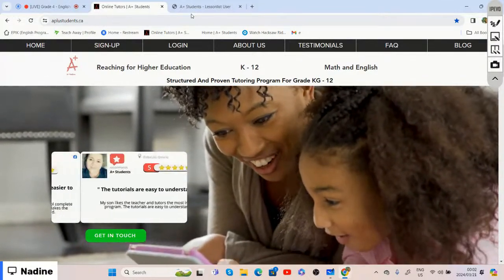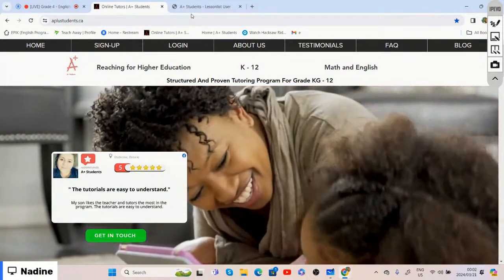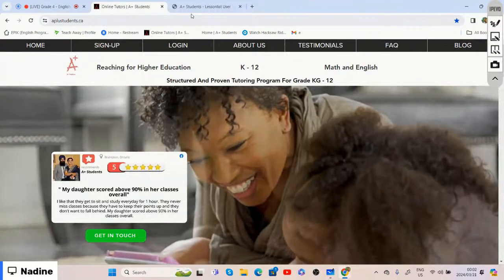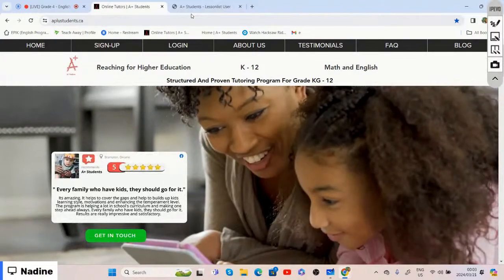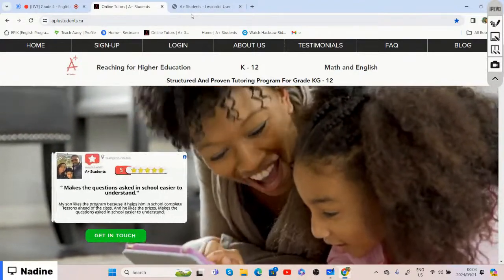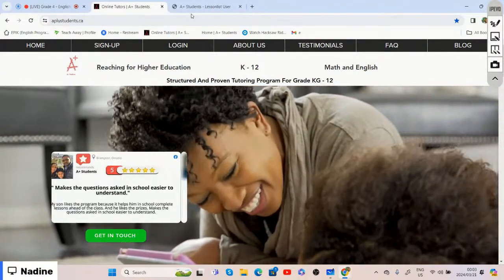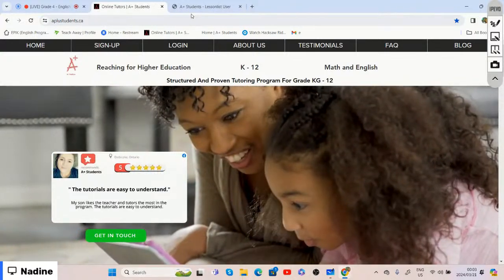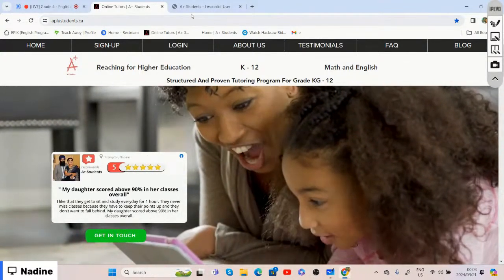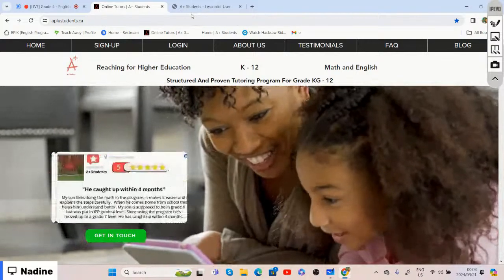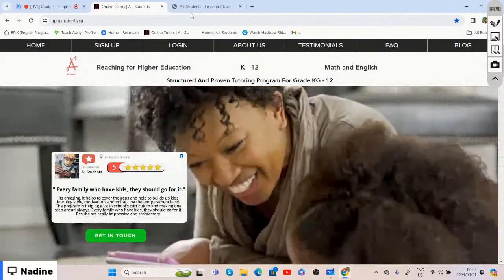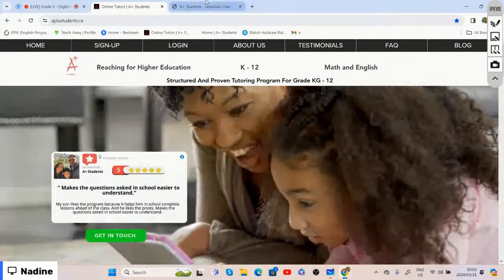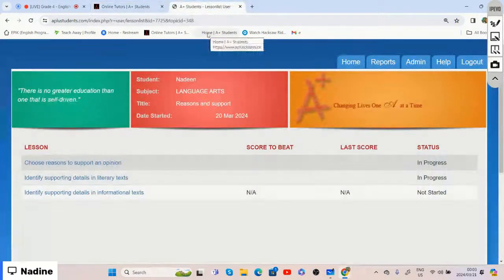We'll be doing our grade 4 English lesson on reasons and support. Before we start with our lesson, we're going to log on to aplusstudents.ca. Once we've logged on with our username as well as our password, we're going to select the subject of language arts, grade 4, and then scroll down until we get to the chapter of reasons and support.